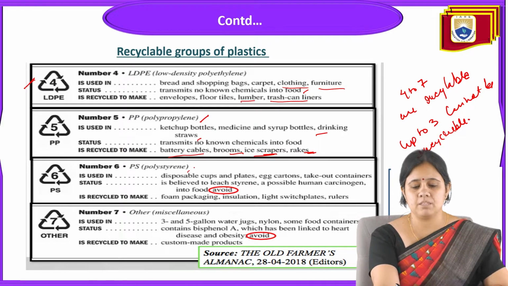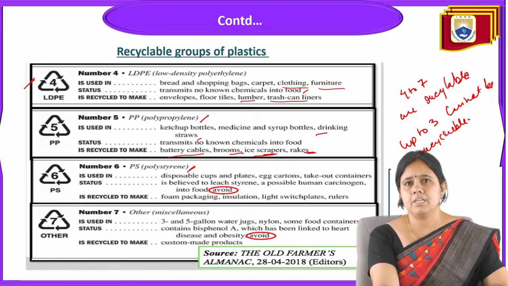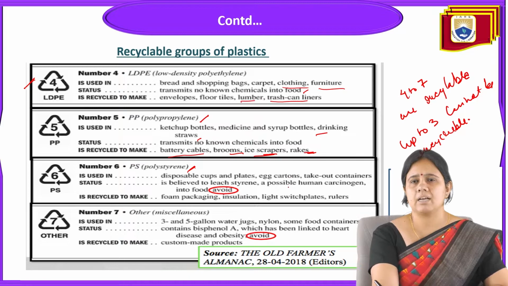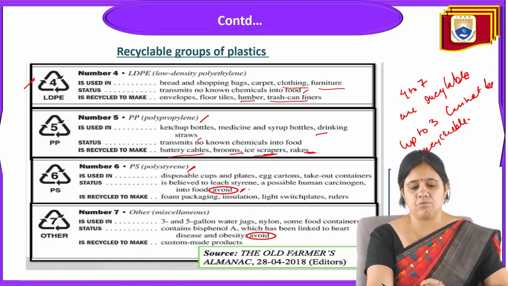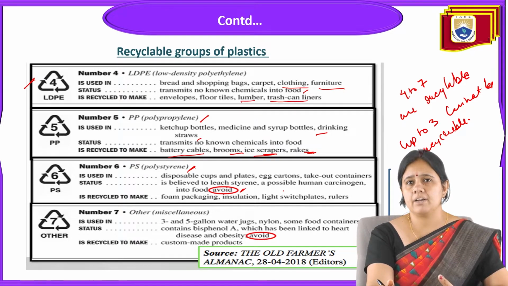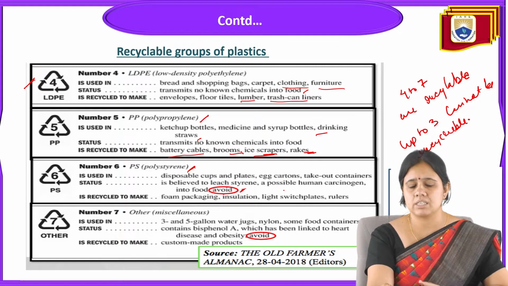Next, number 6 is polystyrene. It is used in disposable cups and plates, egg cartons, takeout containers, and its status is that it is believed to leach styrene, a possible human carcinogen, into the food. So it should be avoided. Polystyrene leaches styrene into the food, so you have to avoid number 6.